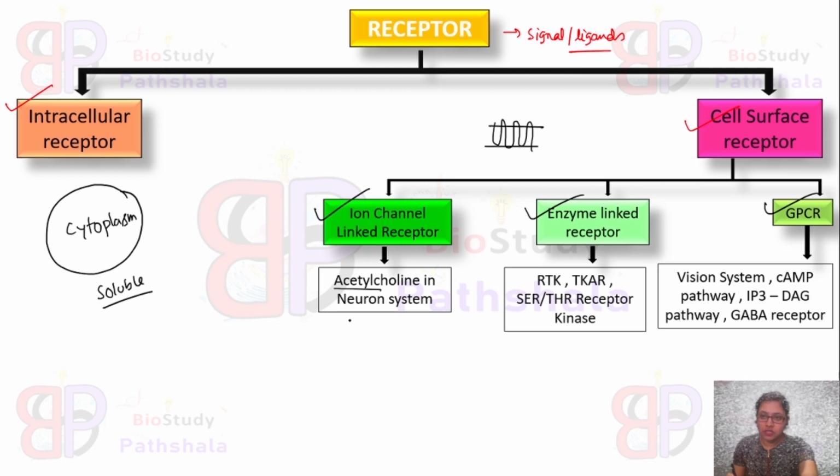Acetylcholine in the nervous system shows the ion channel linked receptor pathway, while receptor tyrosine kinases, tyrosine kinase associated receptors, and serine threonine receptor kinases show the enzyme linked receptor pathway. GPCR shows examples like the vision system, cyclic AMP pathway, IP3 DAG pathway, and GABA receptor pathway. Alright, so today's topic is GPCR. We will focus particularly on this topic.